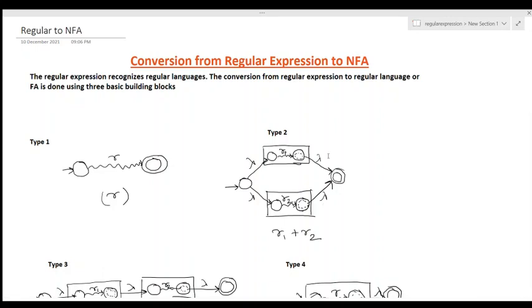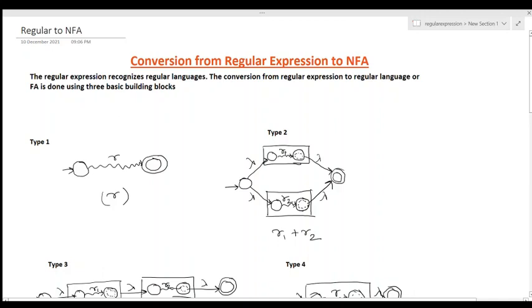In this lecture, we're gonna learn how to convert a regular expression into NFA. So we already know there's a connection between regular expressions and regular languages, because regular expressions are recognized by regular languages. So definitely we can build a corresponding NFA from the given regular expression.